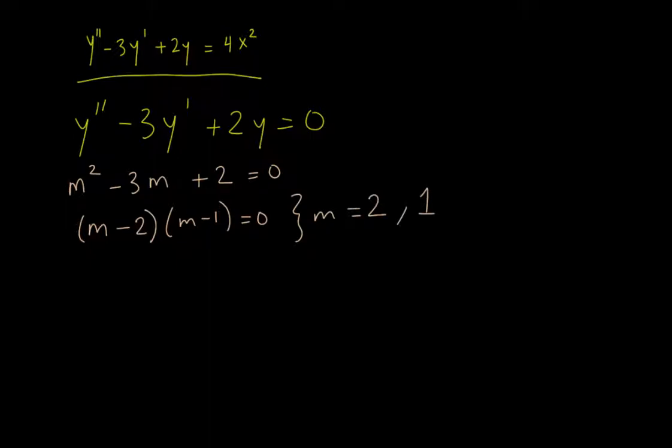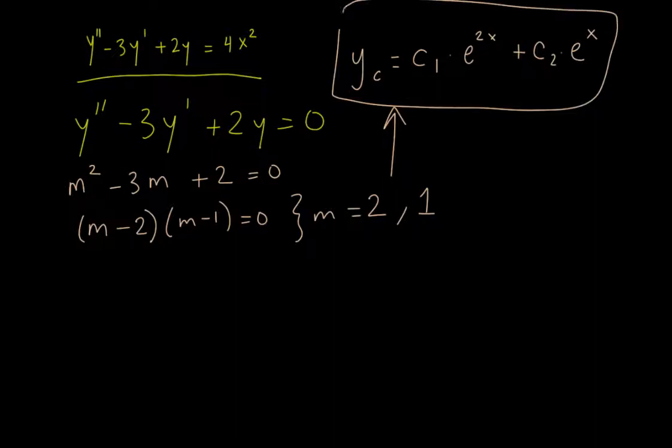Since it's second order, you know that your differential equation needs to have two linearly independent solutions. So we write our y sub c being equal to c1 times e to the 2x plus c2 times e to the x. Okay, that's our y sub c, but we're not done yet. Now we have to find the y sub p.